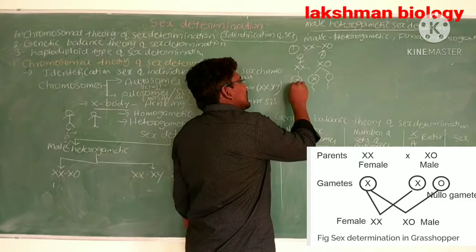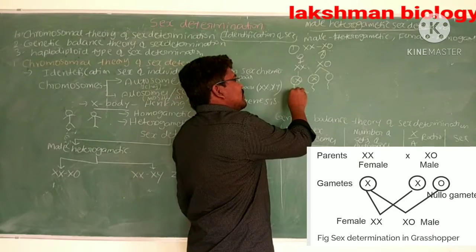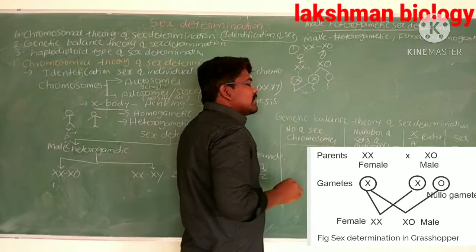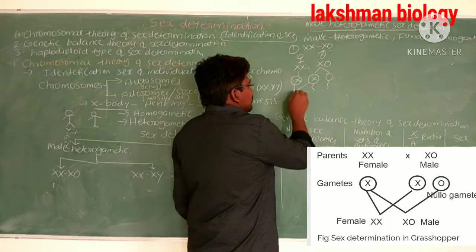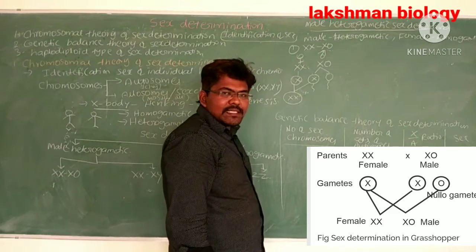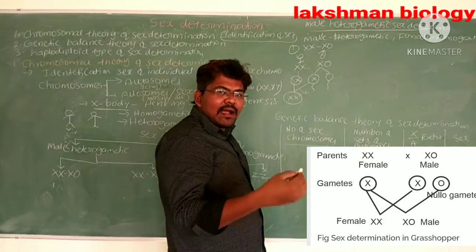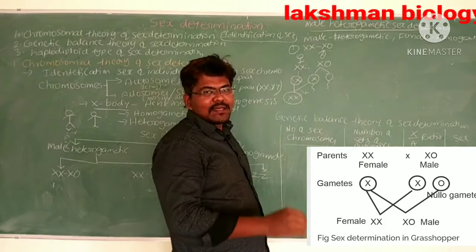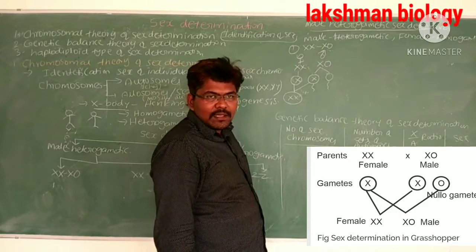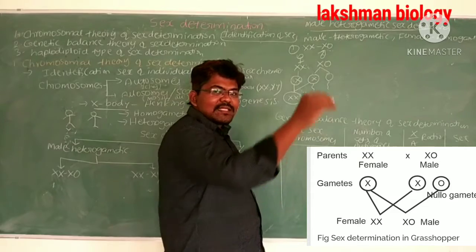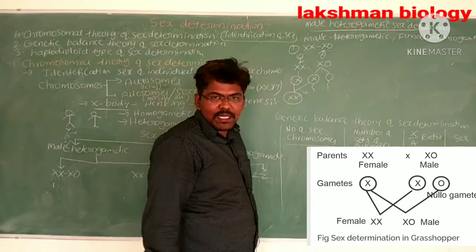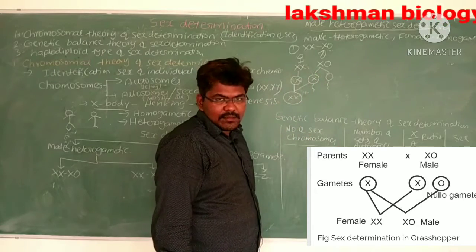If the ovum is mixed with the sperm which contains the X chromosome, then we can see the formation of a female in the next generation. This means sex is determined at syngamy, based on which type of sperm is mixed with the ovum. Here sex determination is based on sperms, not on the ovum. Only one type of ovum is there, and two types of sperms are there.